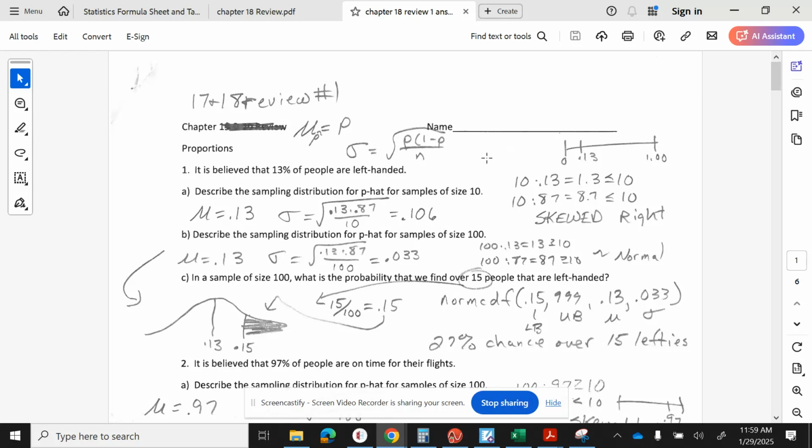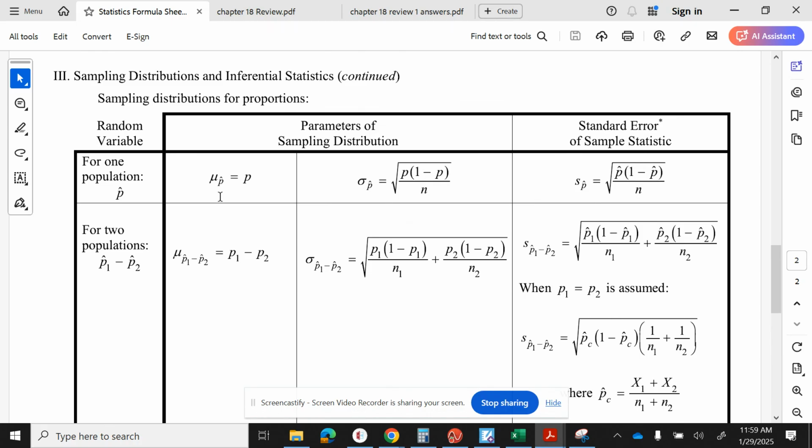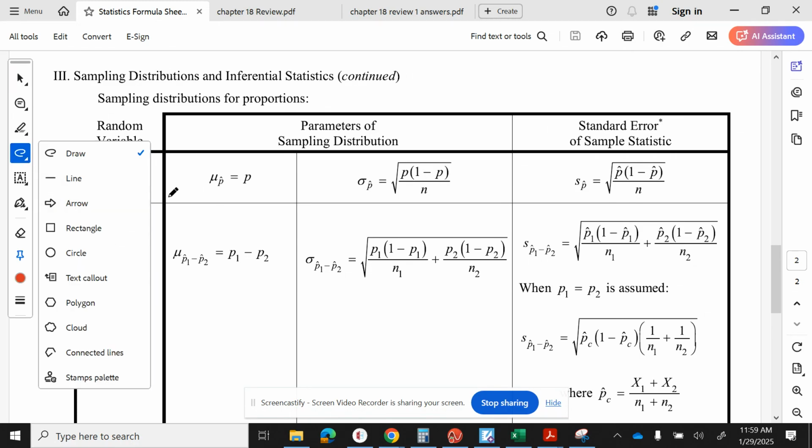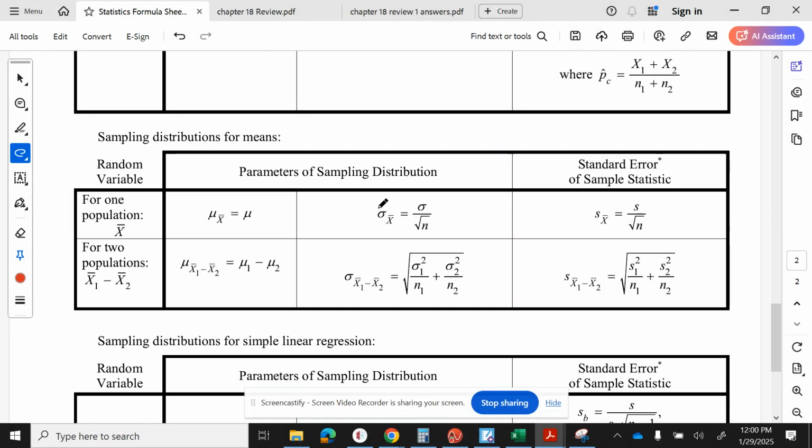Okay, we're going to go through the Chapter 18 review. First of all, if you have a formula sheet, a couple of the formulas you're going to want: the mean of p hat is p, the standard deviation of p hat is the square root of p times 1 minus p over n. You're going to use those in these first couple problems.